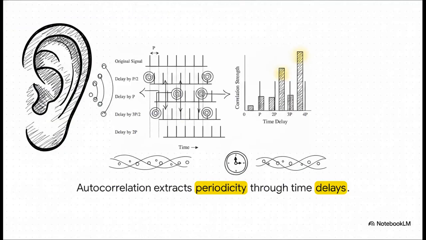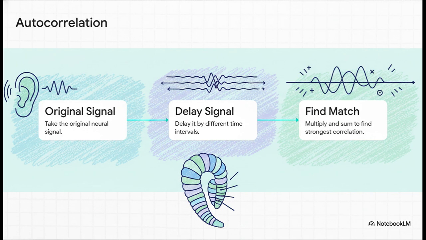The way this works in theory is that time delays matching the original pulse period result in incredibly strong correlation spikes. Basically, you take the original neural spikes, delay them by different time intervals, and wherever they overlap the absolute strongest, that interval is your fundamental pitch. It's a really elegant mathematical solution, especially because it easily handles both resolved harmonics and the messy, clustered envelopes of unresolved ones.